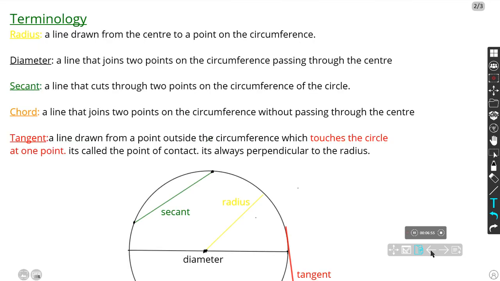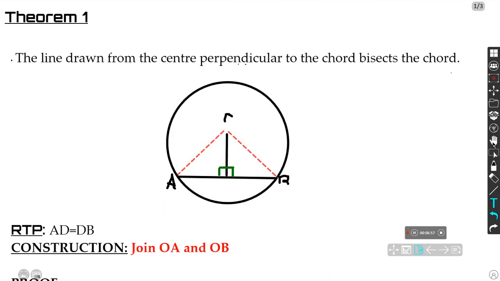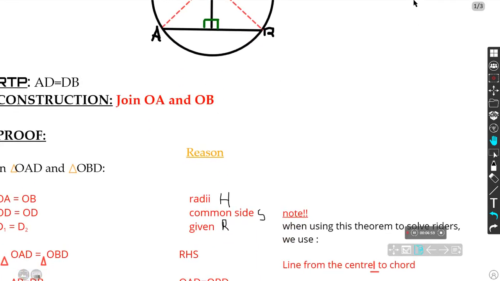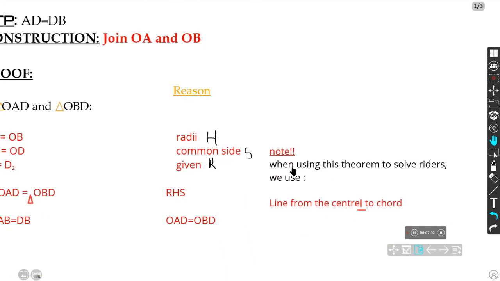Now, you can see this reason: note that when using this theorem to solve riders, we use the line from the center perpendicular to the chord. We only use this reason if we are solving the actual theorem. I hope I'm making sense.